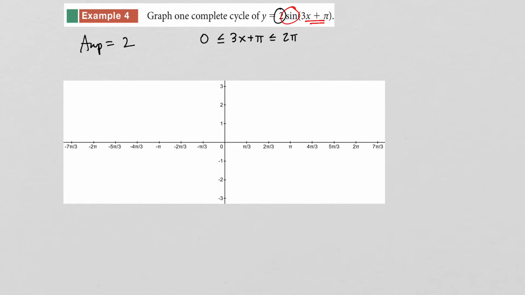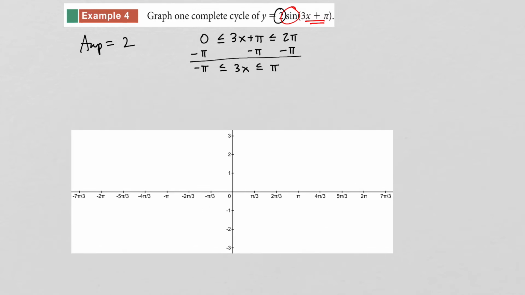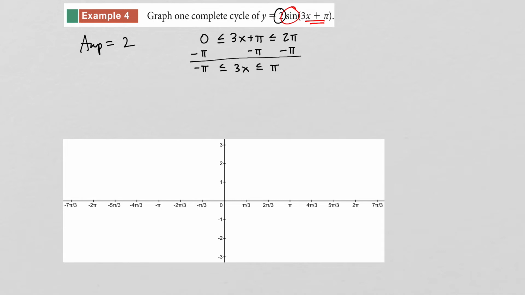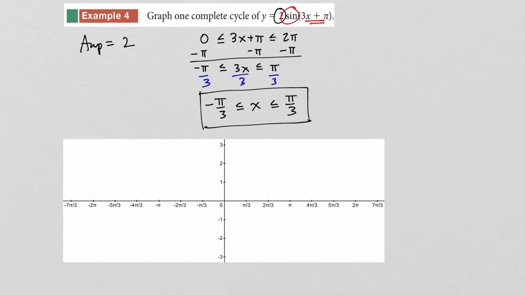Now I just need to solve for x. So I'll subtract pi. This gives us negative pi is less than or equal to 3x is less than or equal to pi. And let's move this graph down a little bit. And then to solve for x, all I need to do is divide by 3. And you can see what we get is negative pi over 3 less than or equal to x less than or equal to pi over 3. So this is going to be our new start point and end point.